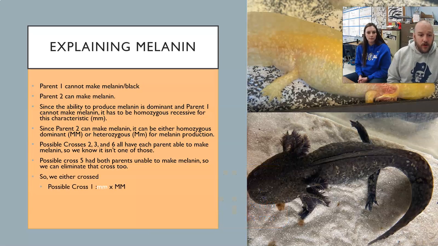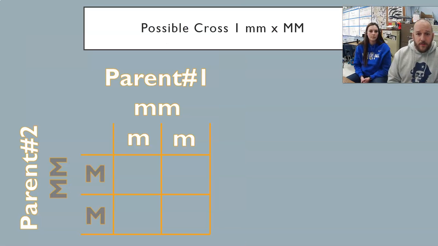So the only two crosses that it could be are possible cross 1, where one parent is homozygote recessive and the other homozygous dominant, or possible cross 2, where the first parent was homozygous recessive and the second parent heterozygous. So we have to look at the offspring to figure out which of these two it is and look at some Punnett squares. So here we go. Here's possible cross 1 as a Punnett square.